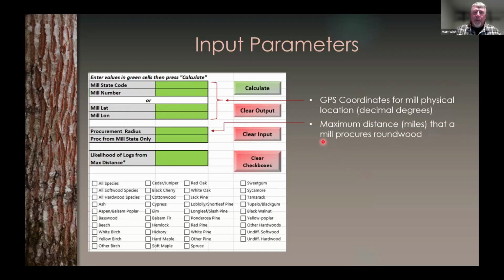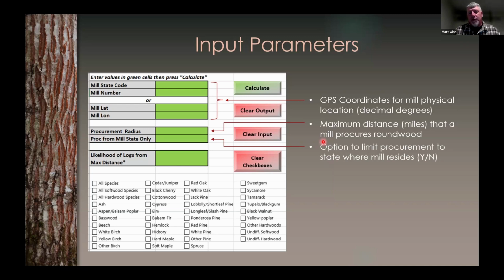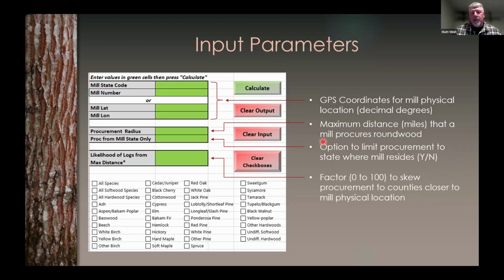The next thing it asks for is the procurement radius, which is something hopefully the mill can provide for us, and it's the maximum distance in miles that a mill procures roundwood. And then the next thing is an option we added. We found that not all mills procure from other states other than their own. So for whatever reasons, tax purposes or whatever, they may limit their procurement to within the state. So this was just an easy option to add. It's just a yes no box. And so if you want to limit the procurement to the state where the mill resides, you can say yes. And then the last one is the skew factor.